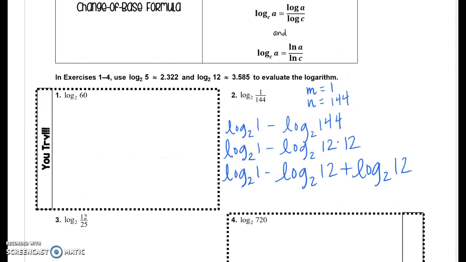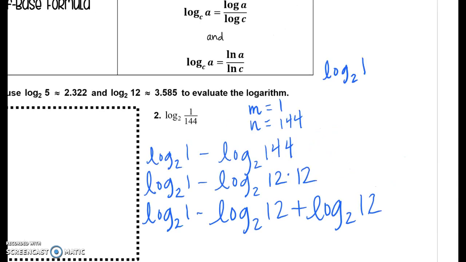Now we know what log base 2 of 12 is, because that's given. But we need to figure out what log base 2 of 1 is. So let's solve for that. Remember, to solve for it, we need to change the format. The base is 2, we don't know what x is, and then equals y. y is 1, right? Remember, anything to the power of 0 gives us 1. So log base 2 of 1 equals 0.